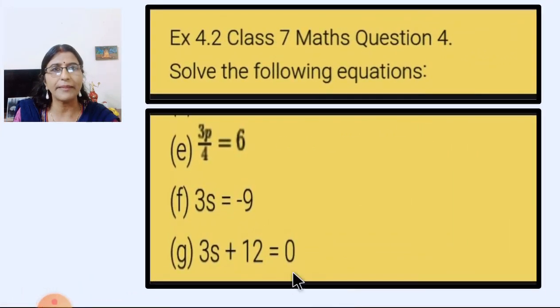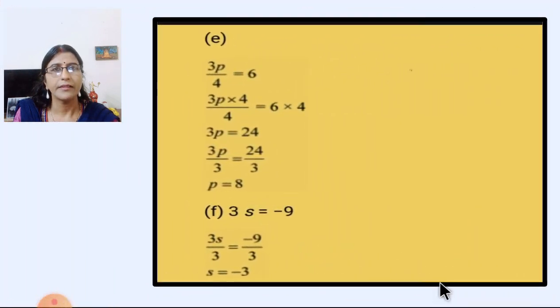Now this is from exercise 4.2, question number 4. Solve the following equations. There are three equations. Let us solve them. Now this is the E part: 3p upon 4 is equal to 6. Here you can see 3p is divided by 4, and on the right hand side 6 is written.